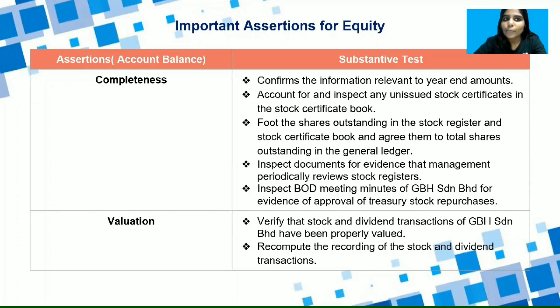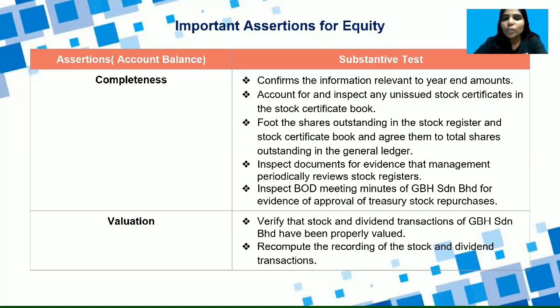So the substantive test to meet the completeness assertion is to confirm the information relevant to the annual amount, account for and inspect any unissued stock certificate in the stock certificate book, put the shares outstanding in the stock register and stock certificate book and agree them to the total shares outstanding in the general ledger, inspect documents for evidence that management periodically reviews stock registers, and inspect board of director meetings of GBA Sendirian Berhad for evidence of approval of treasury share repurchases. So the fourth one is valuation.